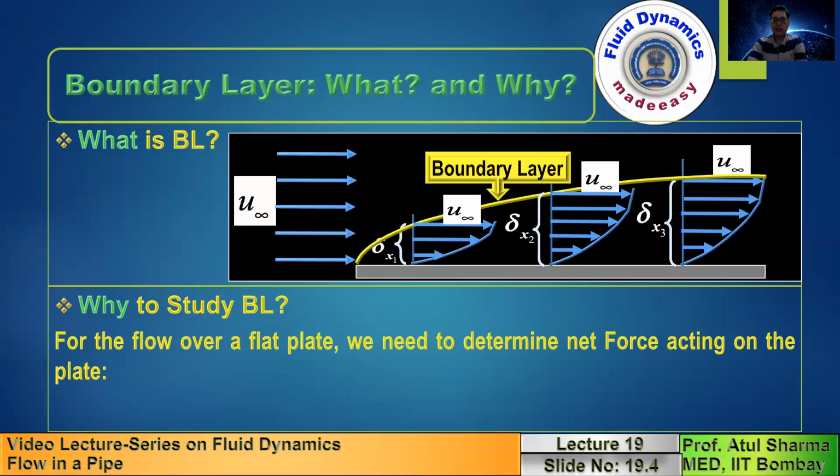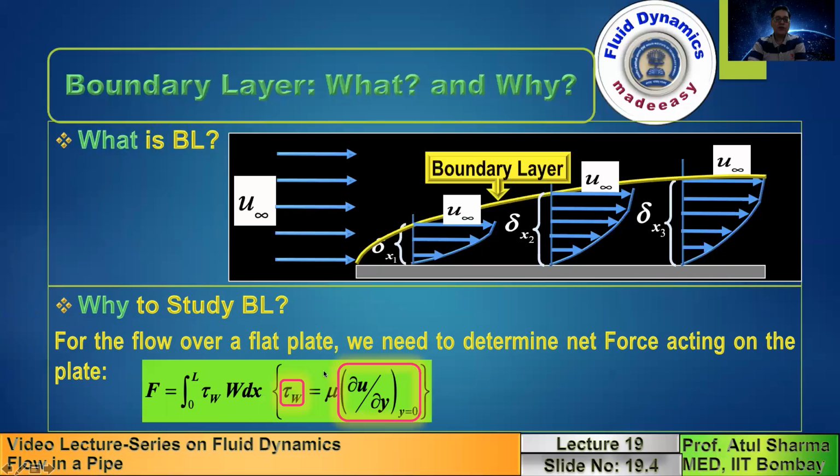So when you take a surface integral, if W is the width of the plate perpendicular to the plane on which it is shown, and you take an elemental length delta x, so this is the surface area on which you have a local shear stress tau W. And now this hydrodynamic shear stress is given by mu del u by del y. That is the normal gradient of tangential velocity. On this horizontal surface, the tangential velocity is u.